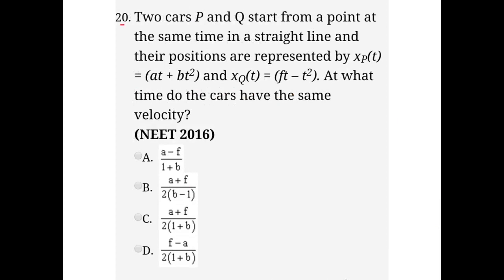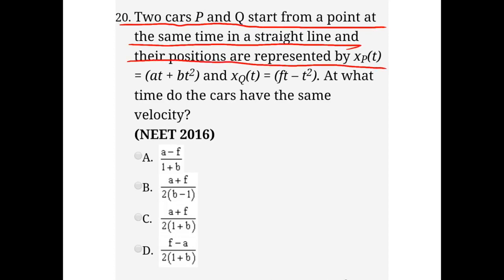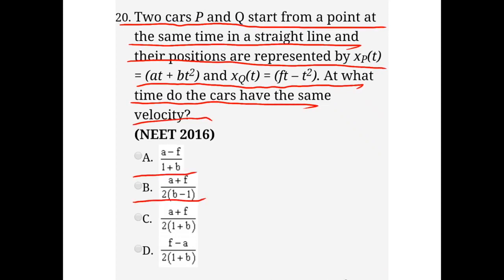Question number 20. Two cars P and Q start from a point at the same time in a straight line and their positions are represented by xp of t is equal to at plus bt square and xq of t is equal to ft minus t square. At what time do the cars have same velocity? Option A, a minus f by 1 plus b. Option B, a plus f by 2b minus 1. Option C, a plus f by 2 into 1 plus b. Option D, f minus a by 2 into 1 plus b.